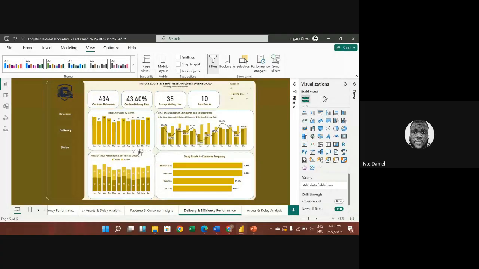Okay. The KPIs are too small. They are supposed to be the highlight of the show, but they are just there as passersby. They are too small.